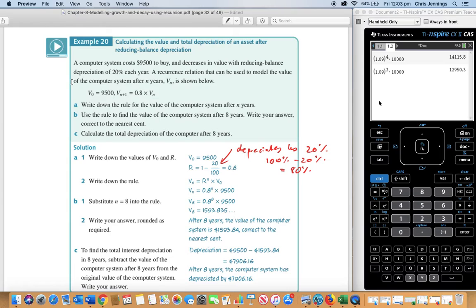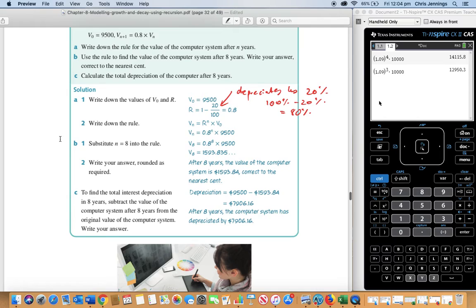So a computer system costs $9,500 to buy and decreases in value with reducing balance depreciation of 20% each year. A recurrence relation that can be used to model the value of the computer system after n years, Vn, is shown below. V0 is the initial amount. Vn plus 1 is 0.8, because remember, 100% take 20% is 0.8, which is 80%, times Vn. So write down the rule for the value of the computer system after n years.